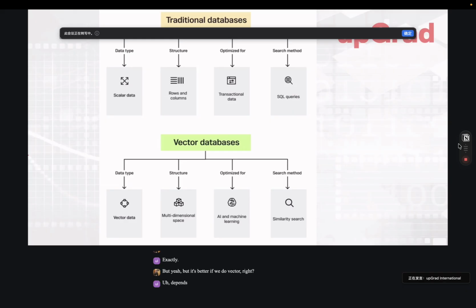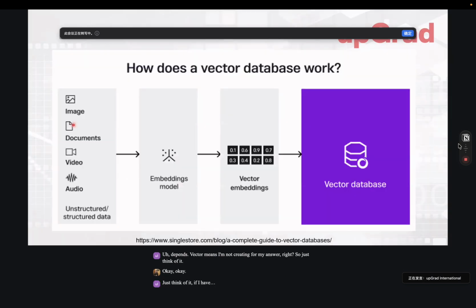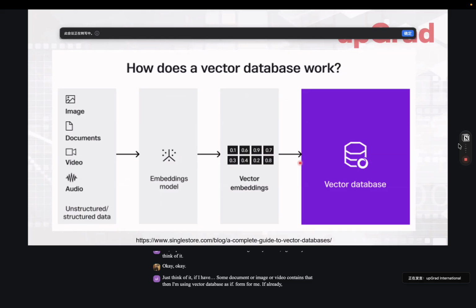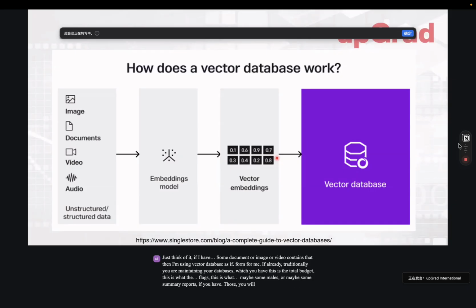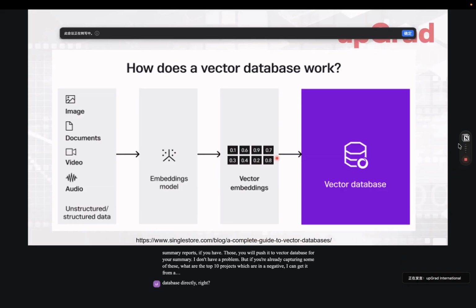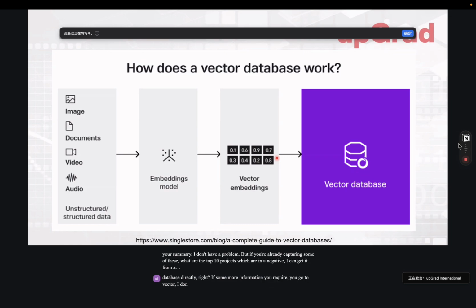Depends. Vector means I am not creating it for my answer, right? Just think of it: if I have some document or image or video that contains that, then I am using a vector database. If already, traditionally, you are maintaining your databases, with the total budget, the flags, and maybe some mails or summary reports, those you will push to the vector database for your summary. I don't have a problem. But if you're already capturing what the top 10 projects in a negative state are, I can get it from a database directly, right? If you require some more information, you go to vector, I don't have a problem.